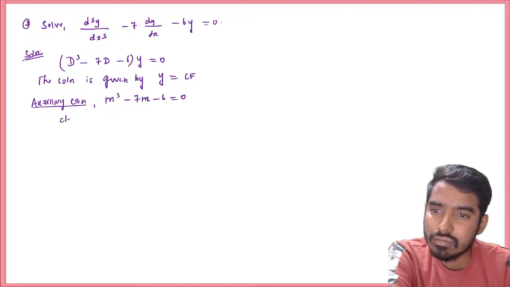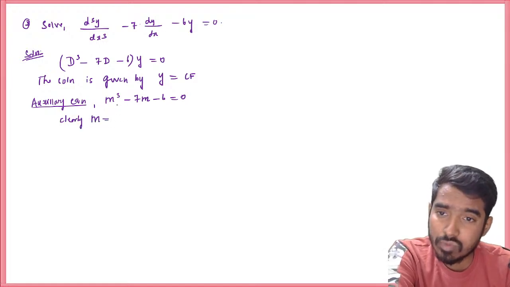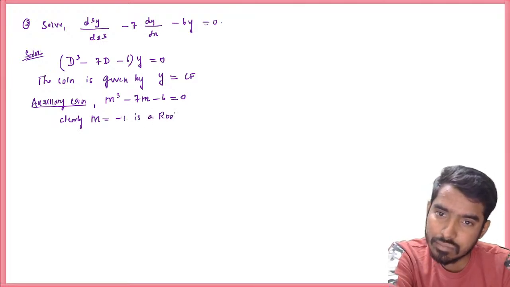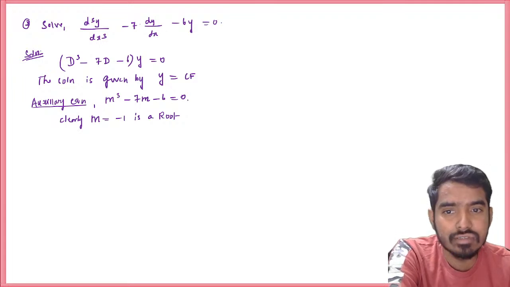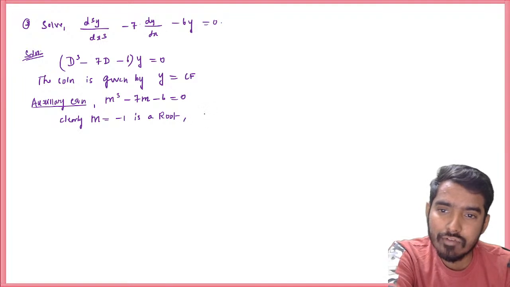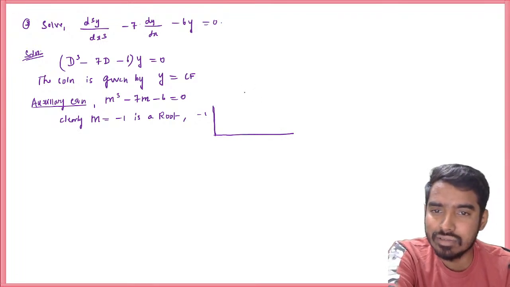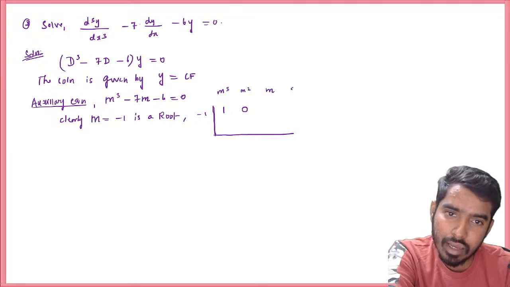Now you can see clearly minus 1 is a root, because we put m is equal to minus 1 here. So minus 1 whole cube is minus 1. This will be plus 7. 7 minus 1 is 6. 6 minus 6 is 0. So to find the other roots, find by direct division. This is very simple. We are just solving a third degree equation. So m cube, m square, there is no term. These are the coefficients of m cube, m square, m, and the constant term.